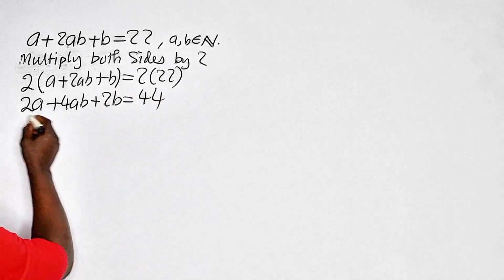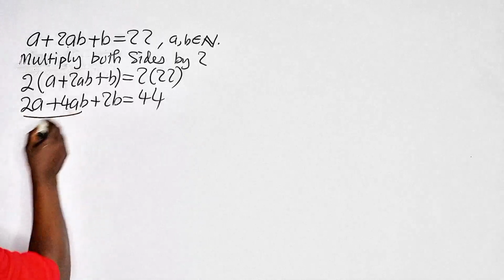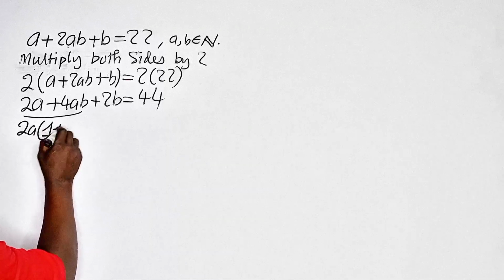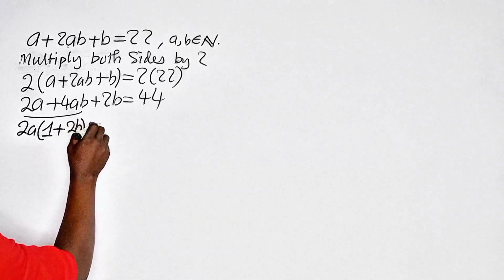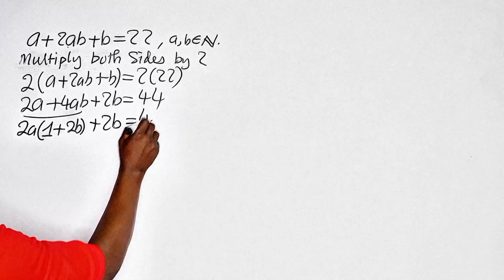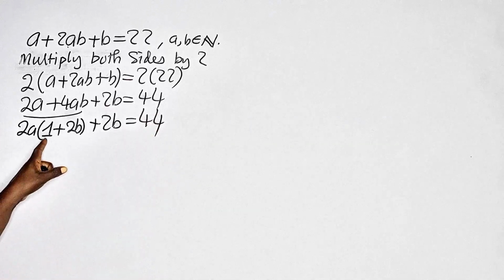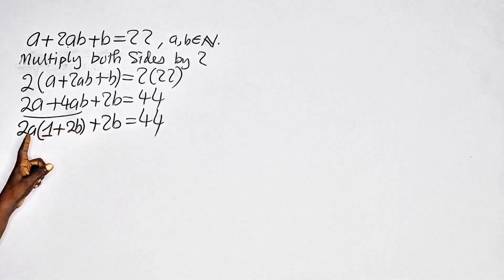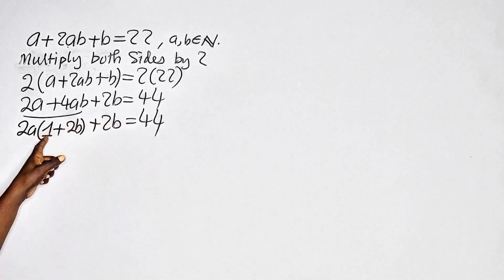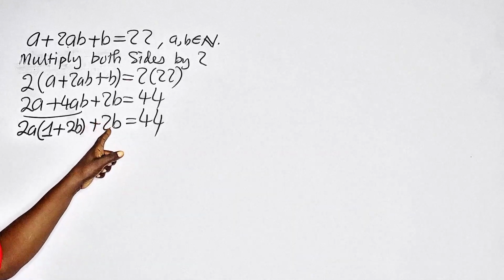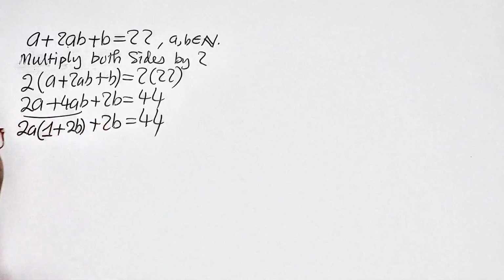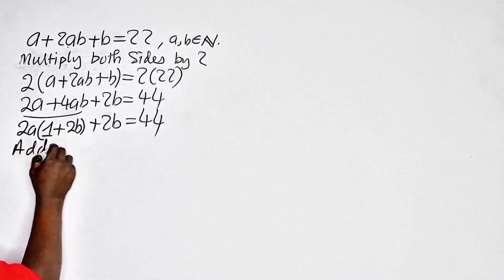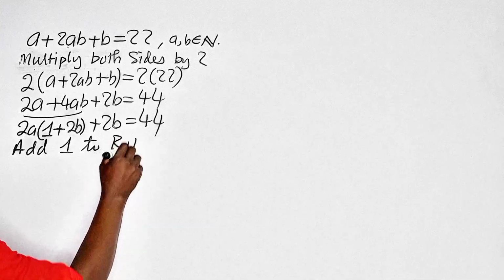Now from here, we will look at the first two terms. We see that 2a is common: 2a into 1 plus 2b, plus 2b is equal to 44. We are seeing 1 plus 2b here, and we have only 2b here. So all we need to do is add 1 to both sides, so that we have 1 plus 2b, in order to continue our factorization process.